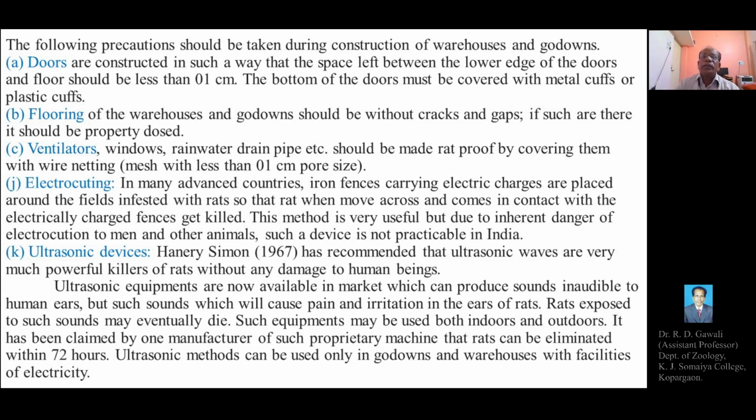Then another method for the control of rats that can be used is electrocution. In many advanced countries, iron fences carrying electric charges or electric current are placed around the fields infested with rats, so that rats, when they move across and come in contact with the electrically charged fences, get killed. So we can use fencing around the infested fields with an electric charge.